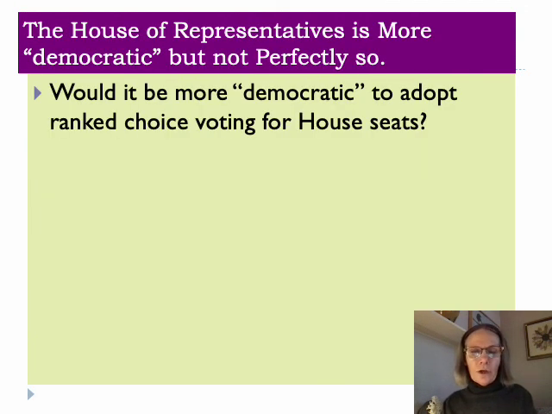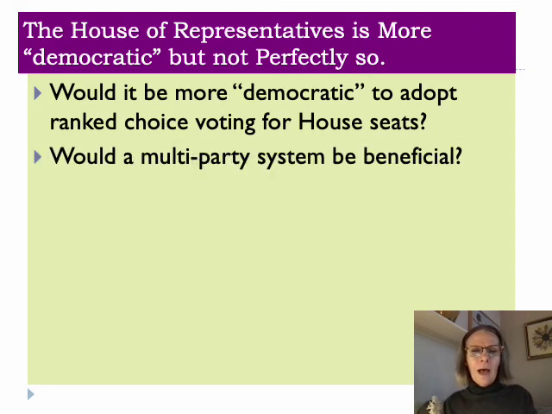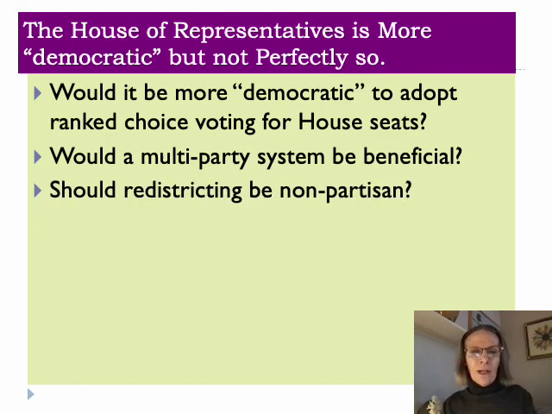So in conclusion, you can ask yourself, would it be more democratic, small d, to adopt a ranked choice voting system for House seats? Would it come closer to what the electorate wants? And we'll talk more about this, and we're going to be doing a whole discussion on this later in the semester. Would a multi-party system be beneficial?